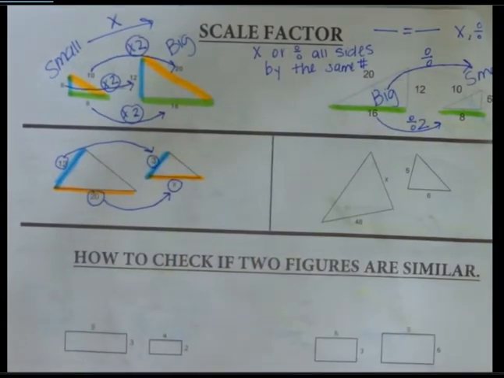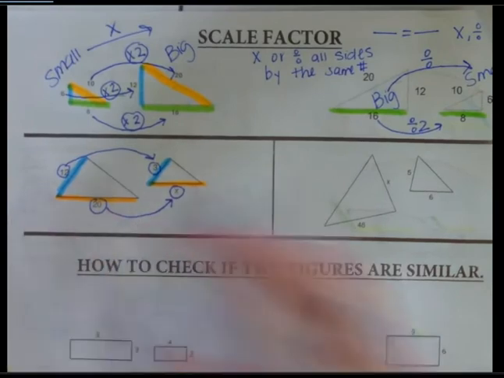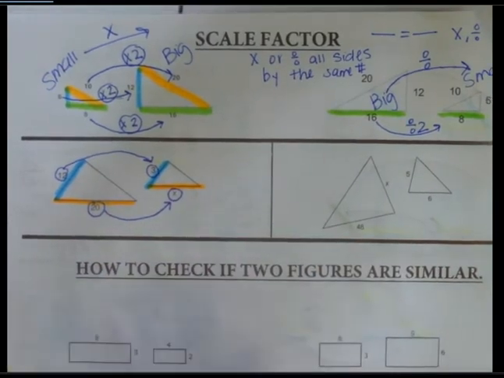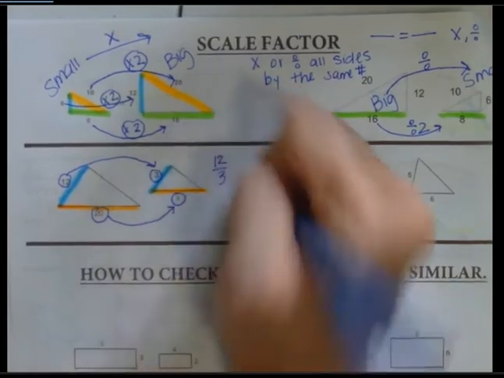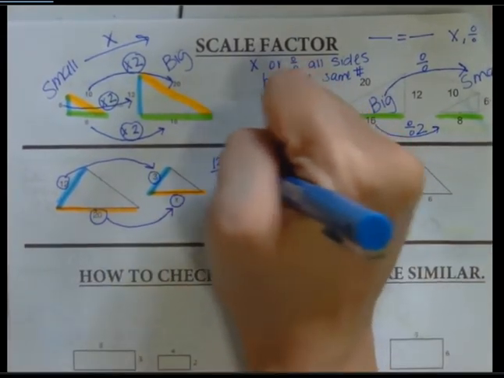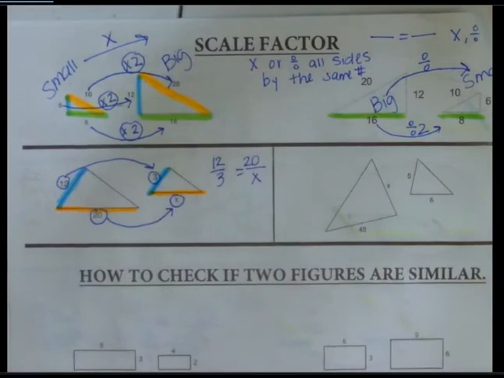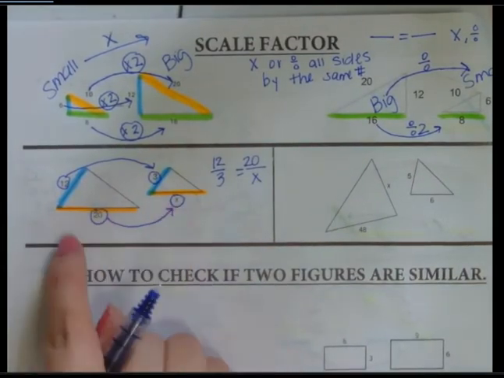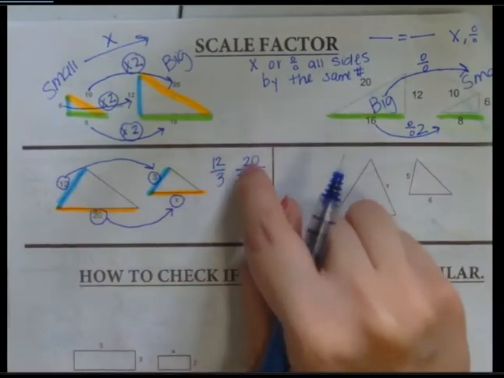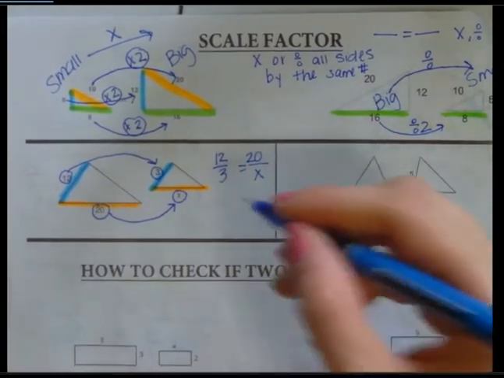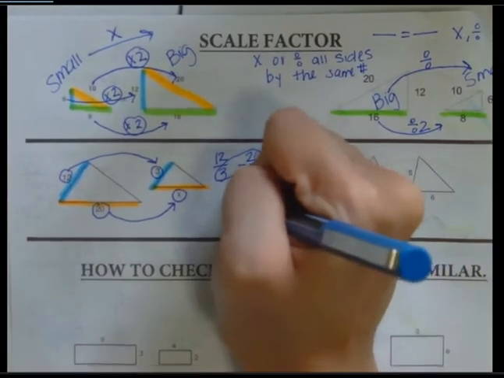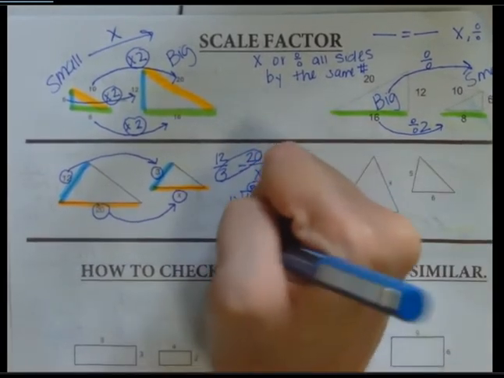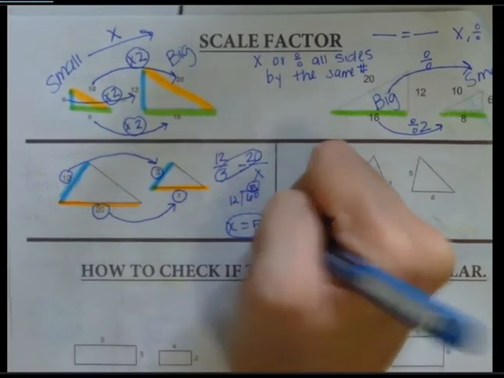Now, if we were to set up a proportion like we were doing Tuesday and Monday, 12 pairs up with 3 and 20 pairs up with X. That's the way we were doing it, setting up the proportion with your corresponding sides, your pairs. You cross multiply, divide. 20 times 3 gives you 60. 60 divided by 12 gives you 5. So X, the missing side, is 5.